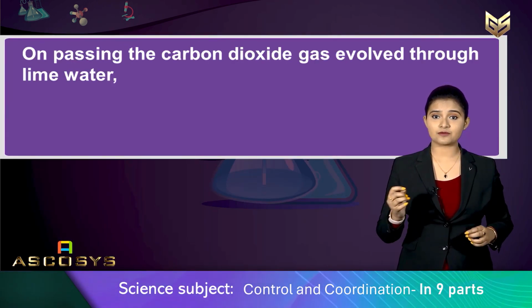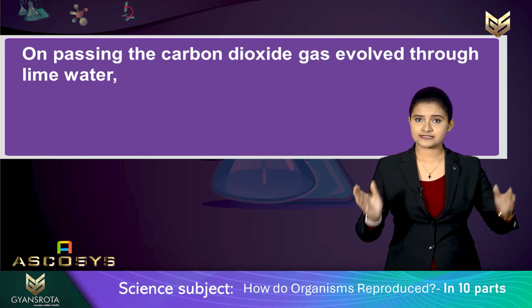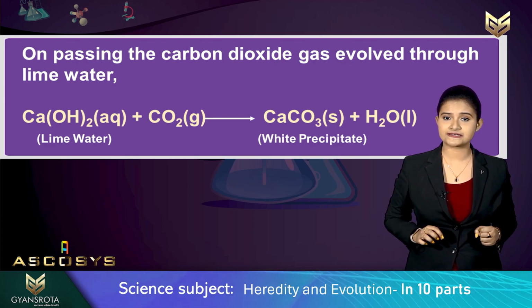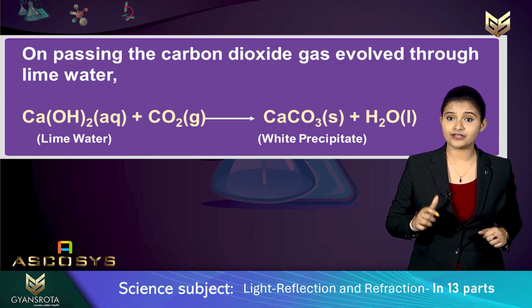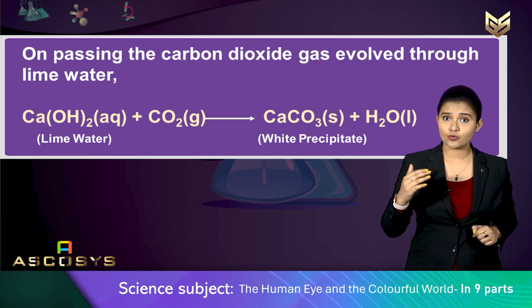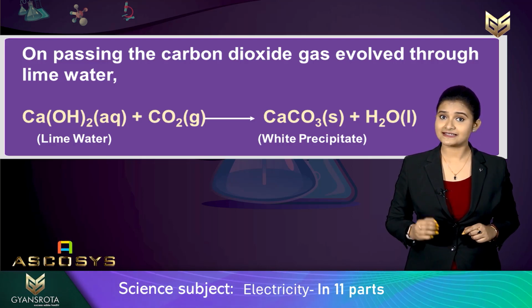So, on passing the carbon dioxide gas evolved through lime water, that is Ca(OH)2 aqueous, plus CO2 gas gives CaCO3 solid, which is the white precipitate that makes the solution milky, along with water, that is liquid.